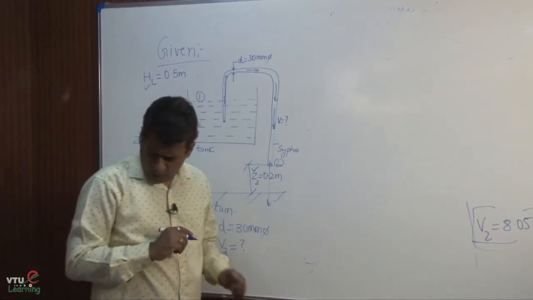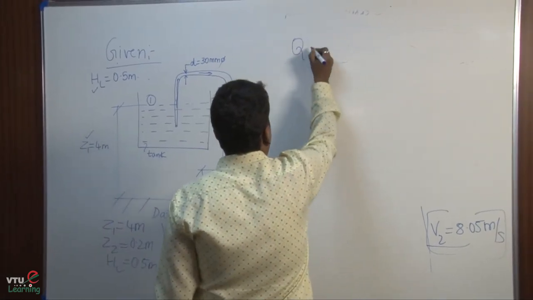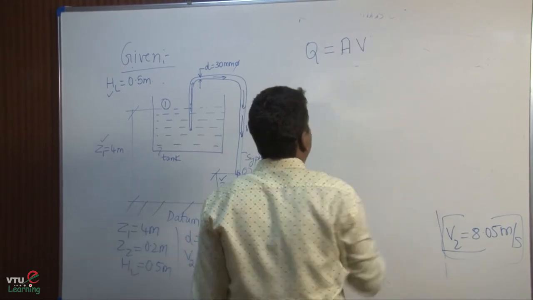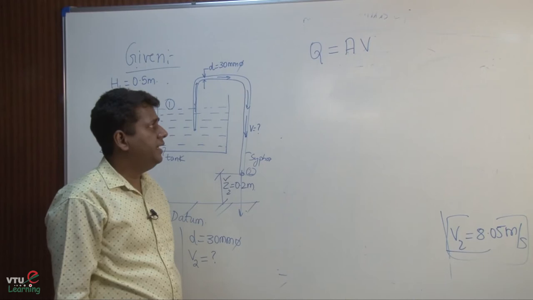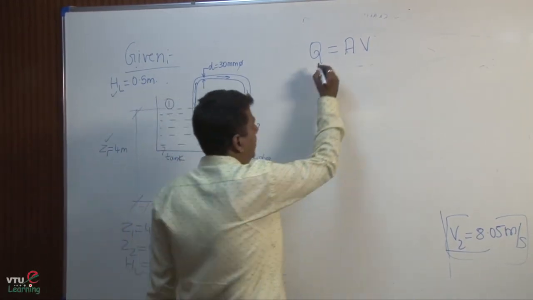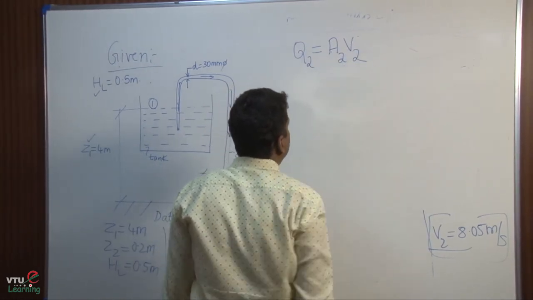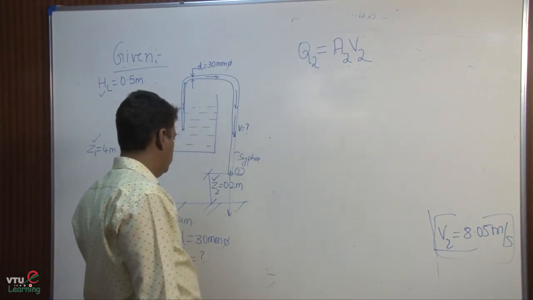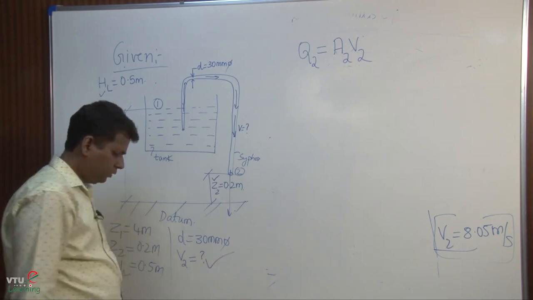So according to the continuity equation, Q is equal to A into V, where V is the velocity and A is the area, right? So at the second state, Q2 is equal to A2 into V2. V2 has been found out, right?